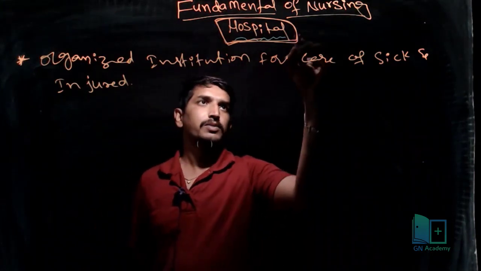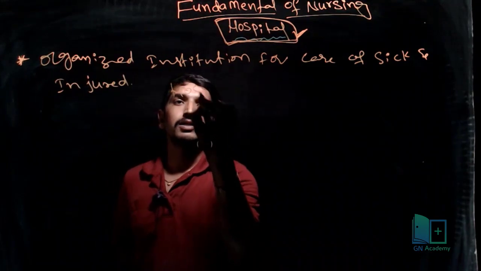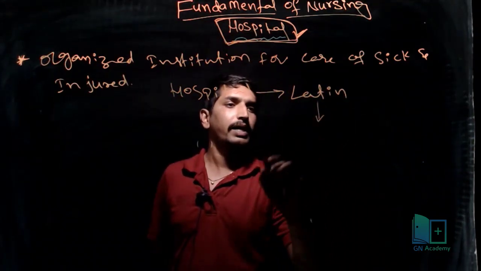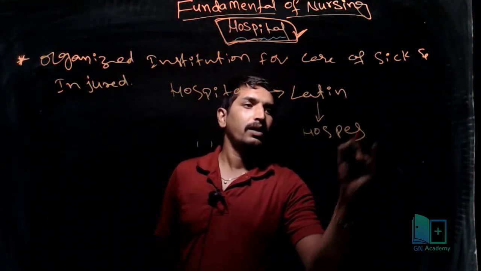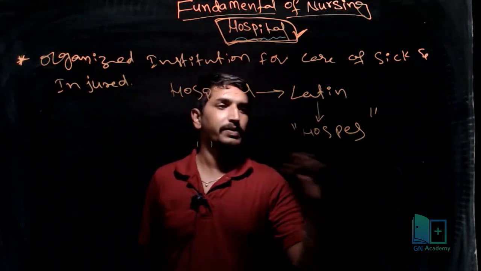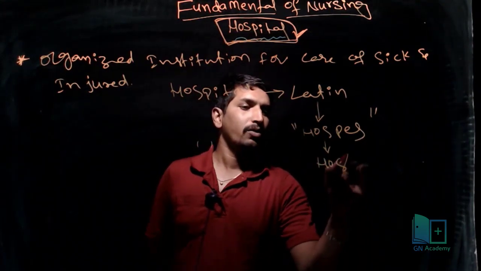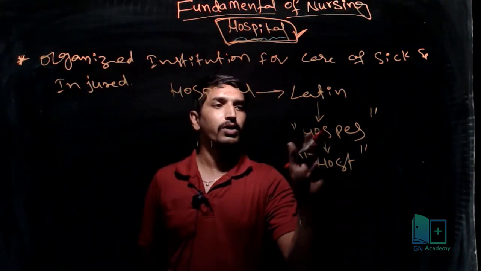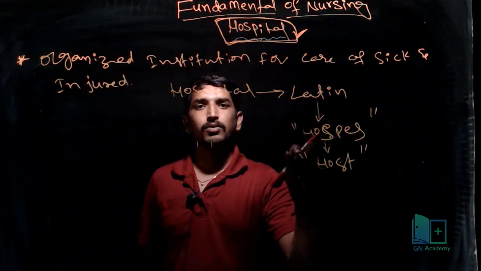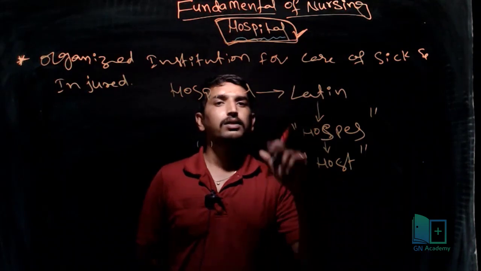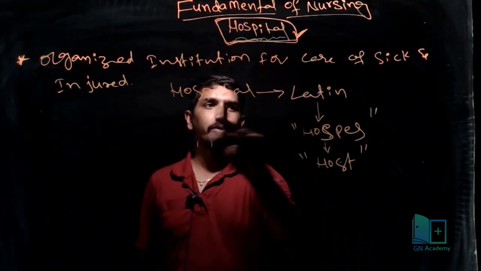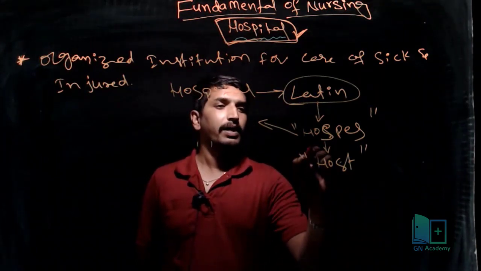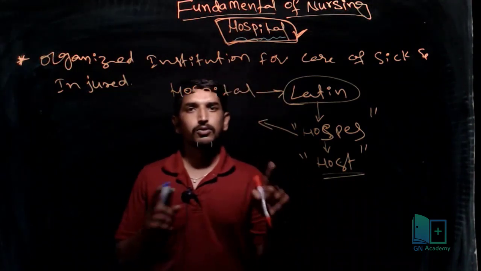So let me discuss the hospital meaning. The word hospital is derived from Latin. In Latin, the word is hospice. Hospice is the Latin word which means hospital. This hospice means host. So hospital is basically derived from the word host. This host in Latin is called hospice. So here they may ask a question like: the word hospital is derived from Latin, hospice is the word which denotes hospital, and the meaning of hospital is host. These are the questions they may ask.